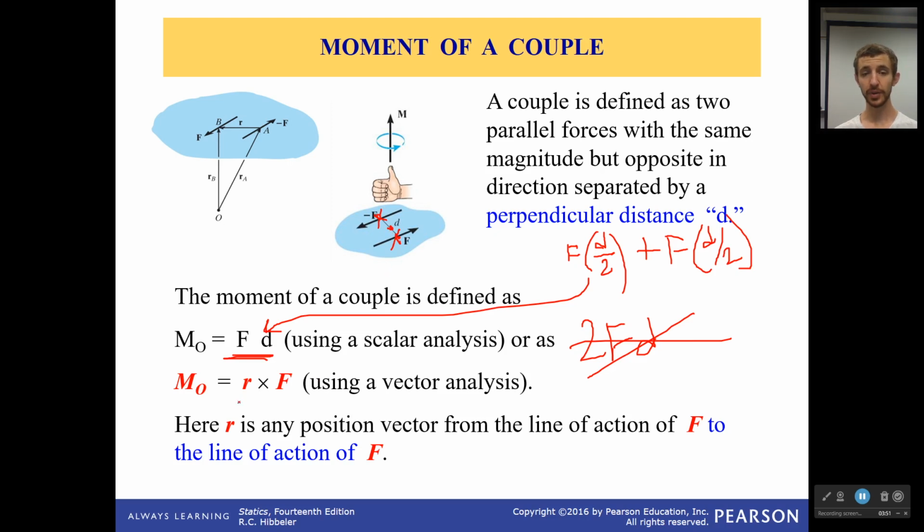If I want to, I can also just use my regular vector analysis approach where I have the position vector and this force vector. Position vector and this force vector. But the position vector, once again, is from these two forces, where those two forces are applied.